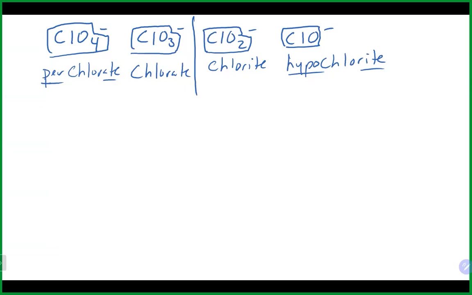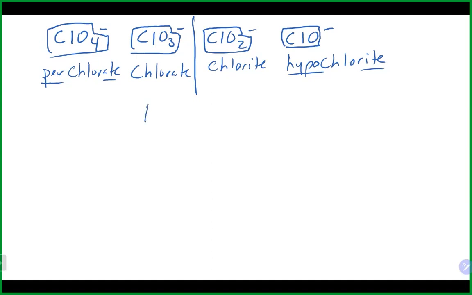So there are groups of 4 that are related to each other. You can break them up the same way. Ite and ate should be the endings. And again, the additional prefixes for those guys at the ends: per for the guy with the most oxygens, and hypo for the least. The guy right there is Cl, which is a halogen. You could replace that halogen with any halogen. It's named the same way.